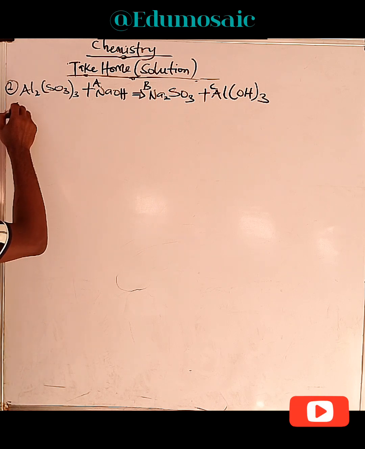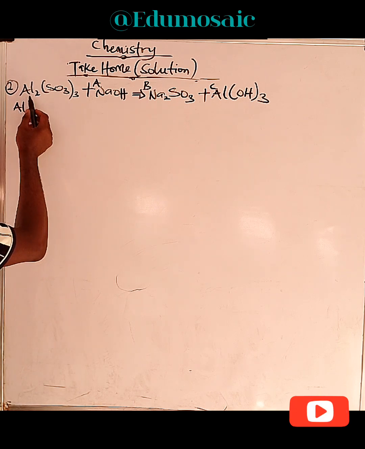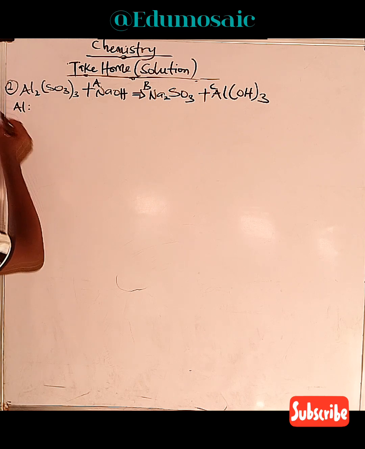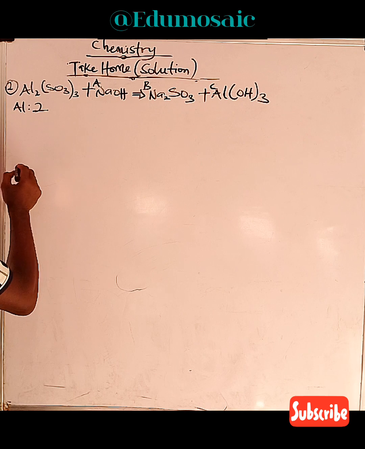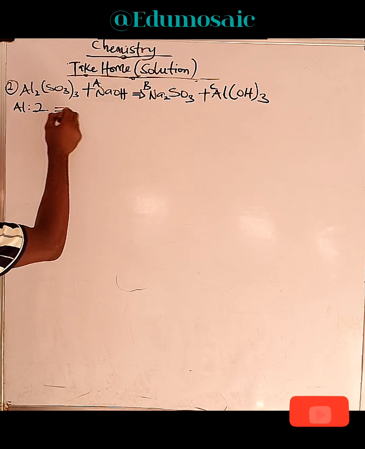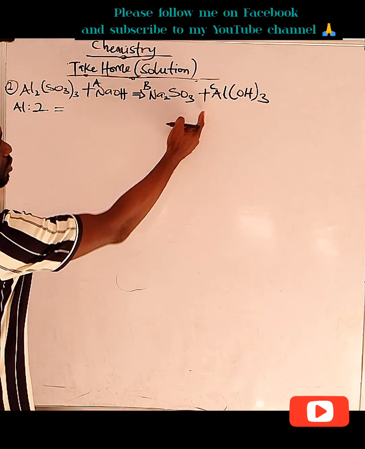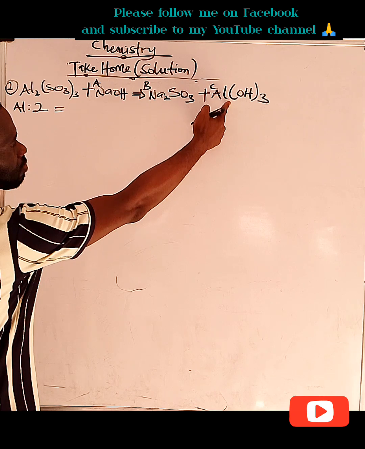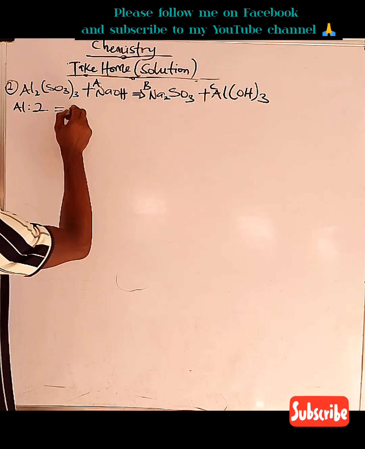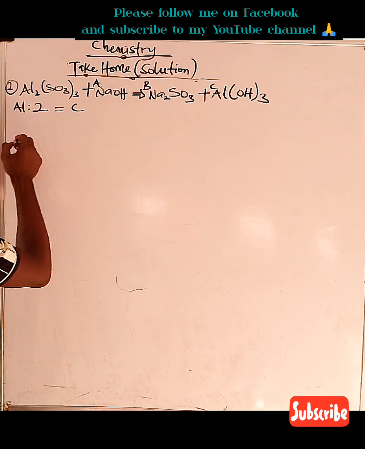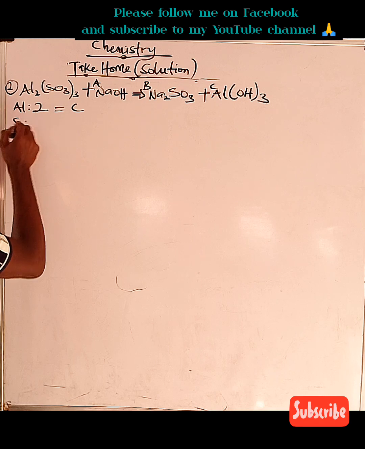We're going to start with aluminium first. How many atoms of aluminium do we have here? Just 2 atoms. There's no coefficient attached, so you just write 2. How many atoms of aluminium do we have on the product side? There's 1 atom of aluminium here, and 1 times C is C. So 2 equals C. We're done with that.